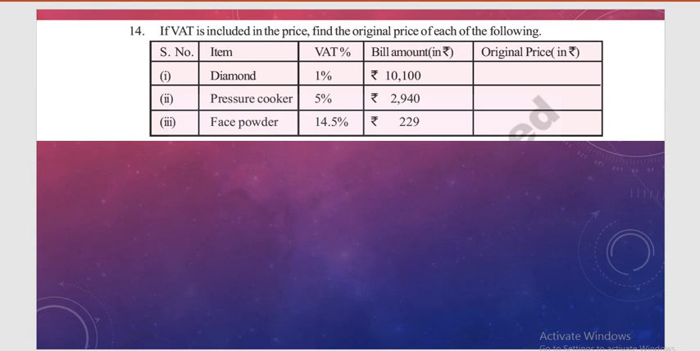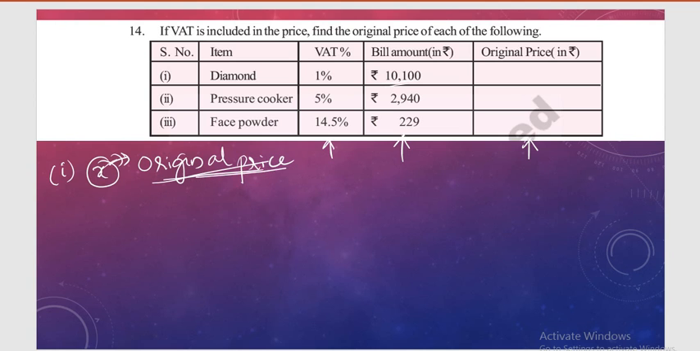Next moving on to one more question. If VAT is included in the price, find the original price. Now this column is giving the billed amount, this is the original price, and this is my VAT, right? Suppose my original price is some X. In all the situations I am considering the original price as X. So let X be the original price. Now for this original price, this percentage of VAT is included. So here 1%, here 5%, here 14.5%.